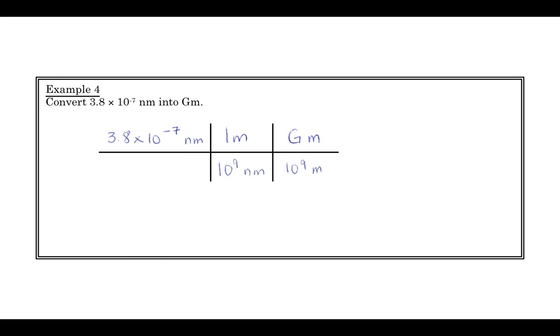We also know that in every gigameter, there are 10 to the 9th meters. And so I've arranged these like this on purpose so that the nanometers up top will cancel with the nanometers down below. Meters up top will cancel with the meters down below. And what we end up with is just gigameters. And so if you calculate this, 3.8 times 10 to the negative 7, divided by 10 to the 9th, divided by 10 to the 9th, is 3.8 times 10 to the minus 25 gigameters.